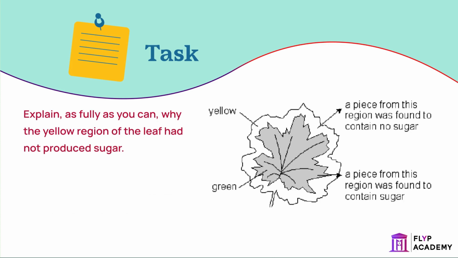The yellow part of the leaf does not contain the green pigment chlorophyll, which absorbs the sunlight and allows photosynthesis to occur. So, no sugar would be produced in the yellow part, as no photosynthesis would take place.